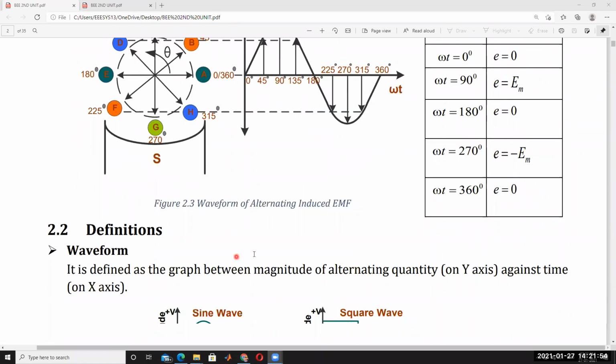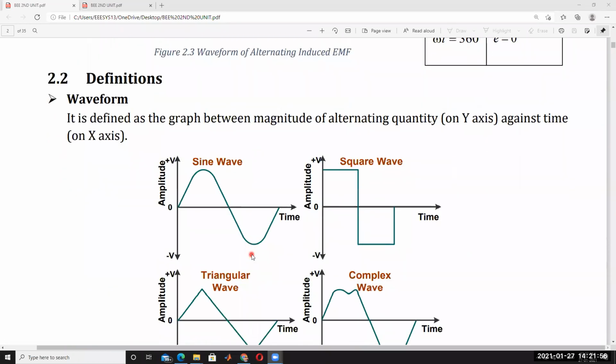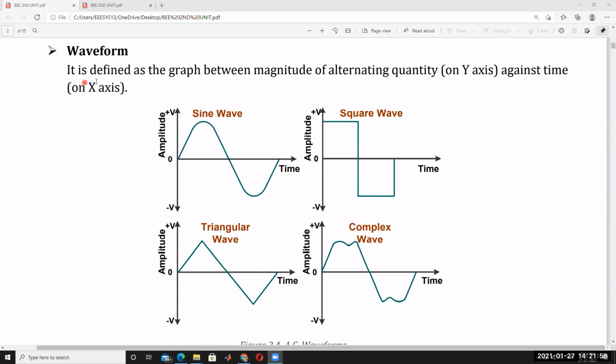Coming to the definitions, waveform. It is defined as the graph between the magnitude of an alternating quantity on the y-axis against time on the x-axis. Time on the x-axis and magnitude of the alternating quantity on the y-axis. This is called a sine wave. This is called amplitude, voltage. This is a sine wave. This is called a square wave.